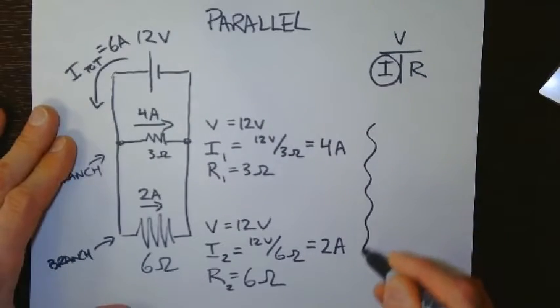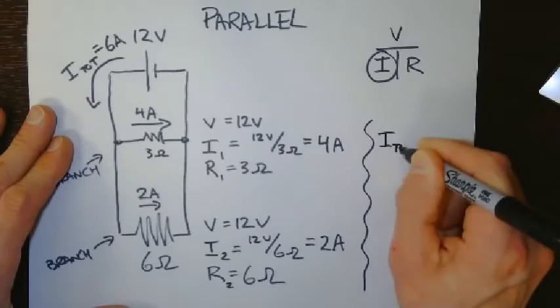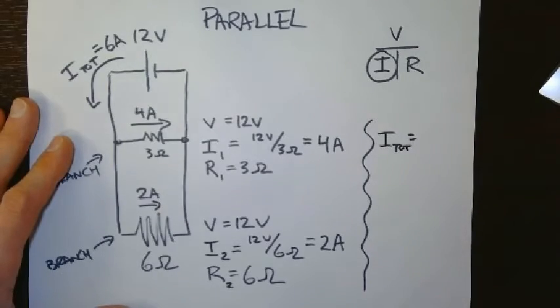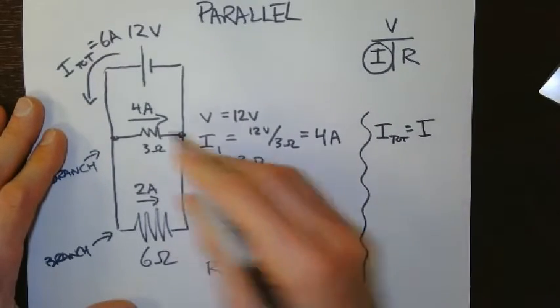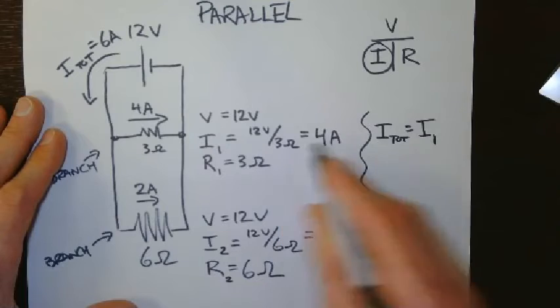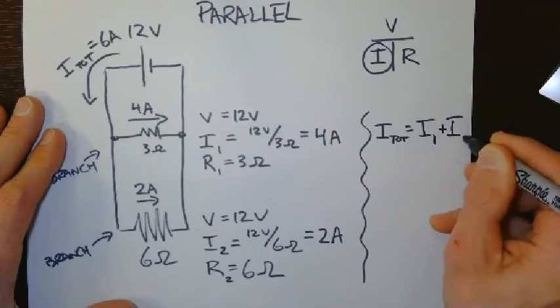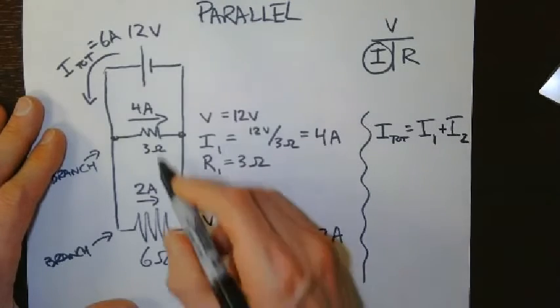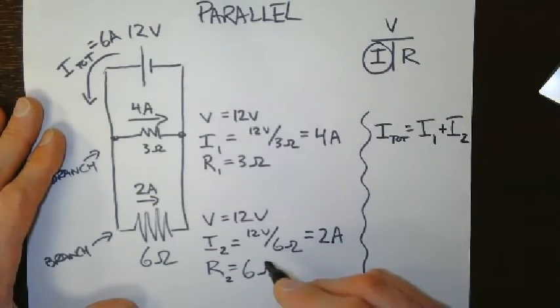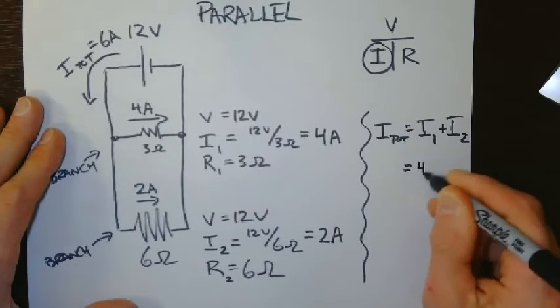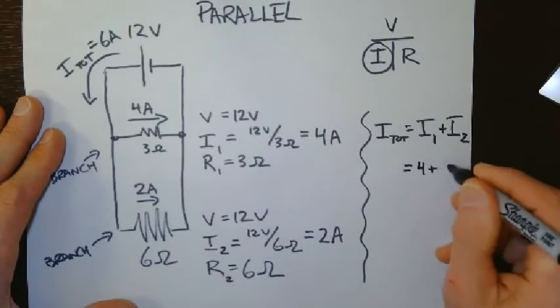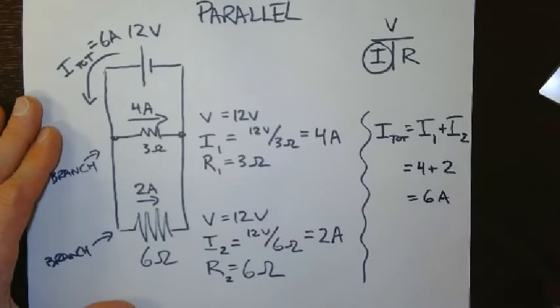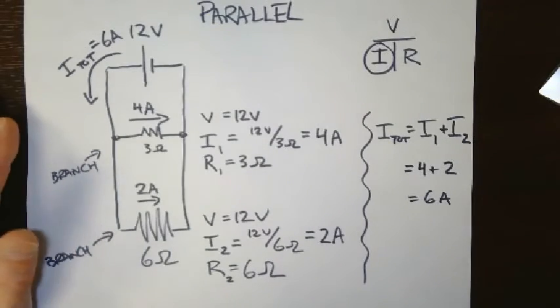So sometimes we write this off to the side and say, what's I total, right? It would be equal to whatever current you have in the top branch, your I1, plus whatever current you have on the bottom branch. And if you have more than 2 branches, you just keep adding. So we would have 4 plus 2, and that's where you're getting 6 amps. Okay? Cool.